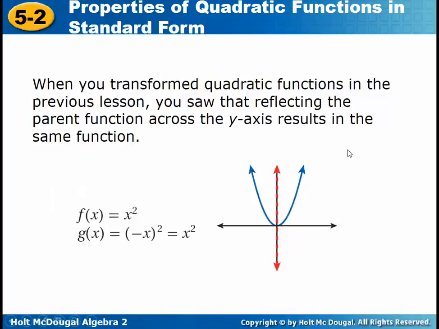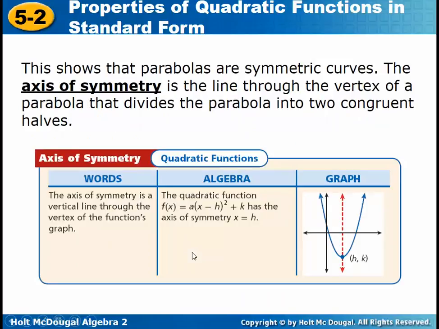So when you transform quadratic functions from the previous lesson, we saw that if we reflect the parent function across the y-axis, it's exactly the same. So that means that the quadratic function f(x) = x squared, or y = x squared, is exactly the same as g(x) = (-x) squared, because if you take a negative number and square it, you get a positive number. So it's the same exact thing. This shows that parabolas are symmetric.